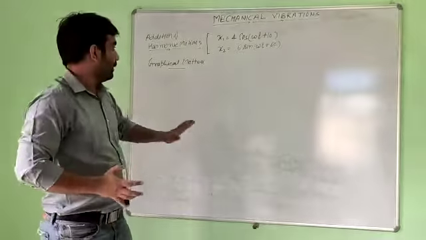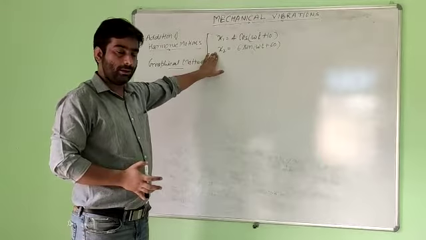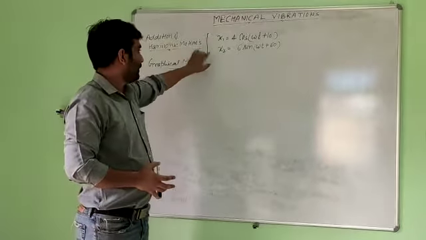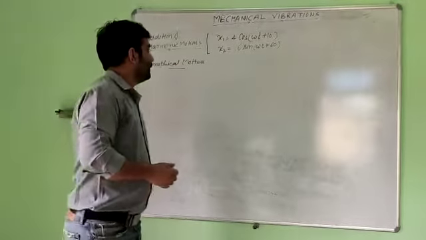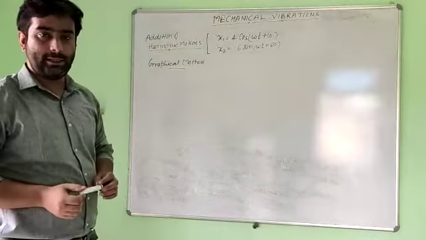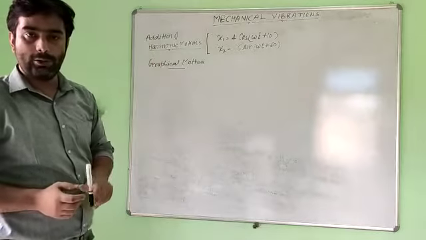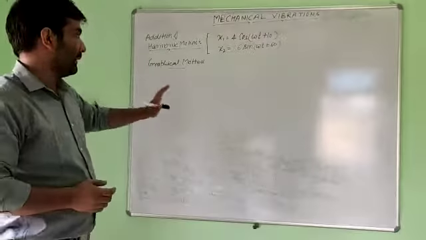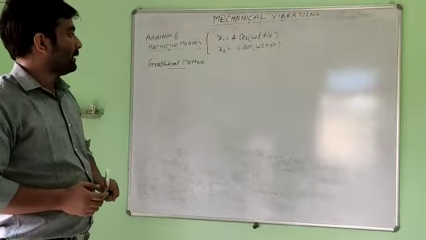Let's say the first question which we took for the analytical method: x1 is equal to 4 cos omega t plus 10 degree and x2 is equal to 6 sin omega t plus 60 degree. We have to calculate the resultant of these two harmonic motions. The first method is the analytical method, which we have already solved. Now the second method is the graphical method.